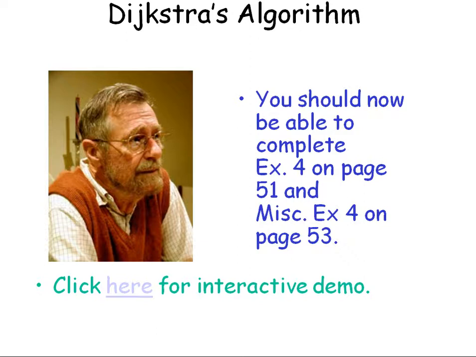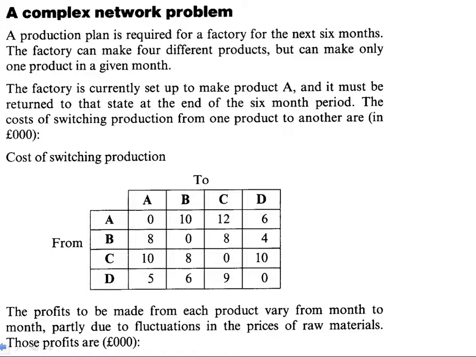But what I do want to go through now is another example. We're not going to go through it in detail, but I just want to show you how it's not a shortest route from place to place, but this still applies. So, I don't want you writing anything down here, but I want you watching and seeing if you can work out why we are using this algorithm. So the next example. A production plan is required for a factory for the next 6 months.